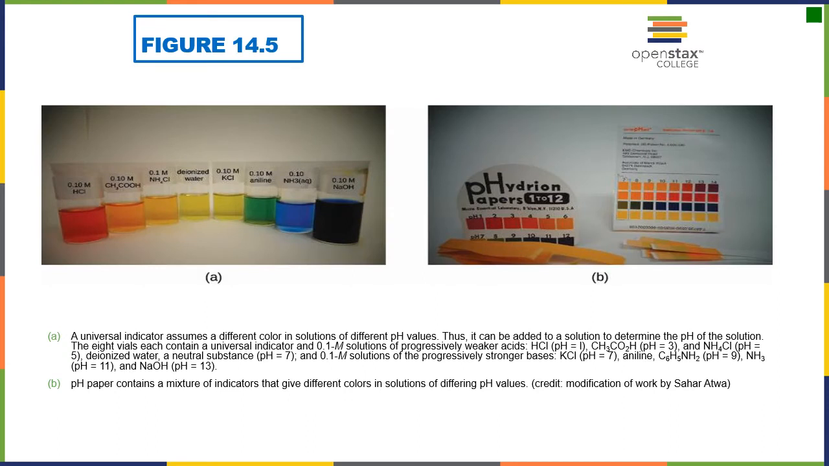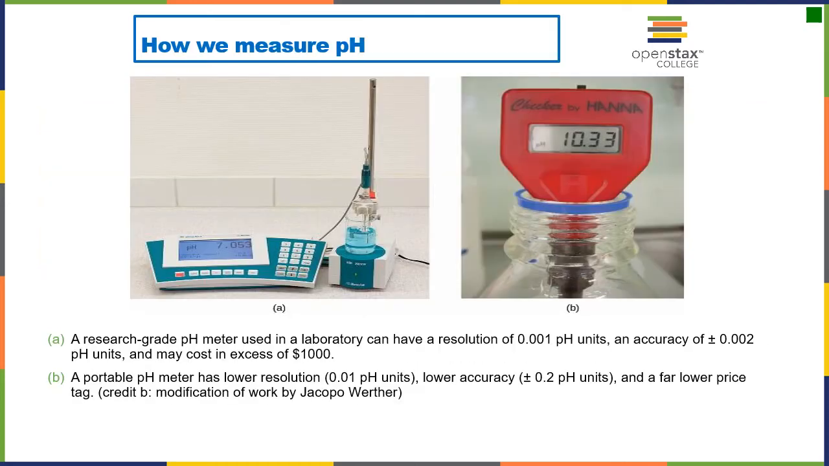There are a couple of ways to measure pH. One is a universal indicator, and the indicator changes color with the pH. We can also use pH paper, which is going to change color with the pH as well. We can do those in the lab, or we can actually use a pH meter. In the lab, we're going to use a pH meter. pH meters, in fact, work on the conductivity of the solution and measure how much H plus is in there. We're going to be using these extensively in the lab as we measure the pH of solution.